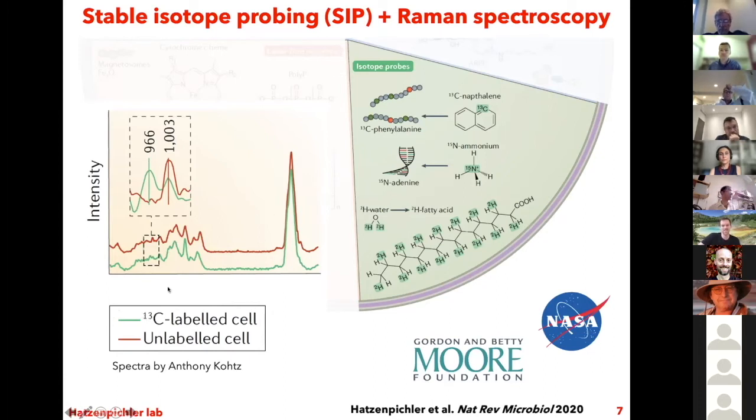And I show this here as an example. These are simply E. coli cells that were grown in the presence of C13 labeled glucose as compared to C12 glucose. And you see that specific peaks that are indicated for the incorporation of C13 appear in the spectrum of the labeled cells versus the unlabeled cells.